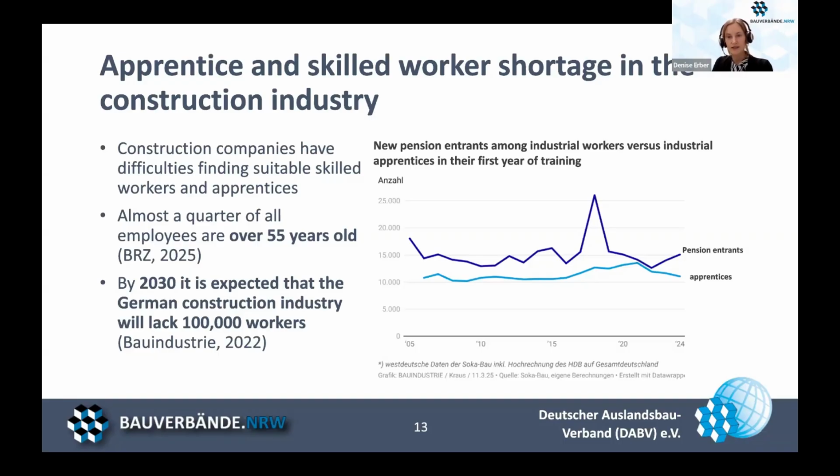As you can see on the right-hand side on the graph, there is a gap between the apprentices coming into the sector or starting a new traineeship in the construction sector and new pension entrants. By 2030, it is expected that the German construction industry will lack around 100,000 workers if nothing is done.